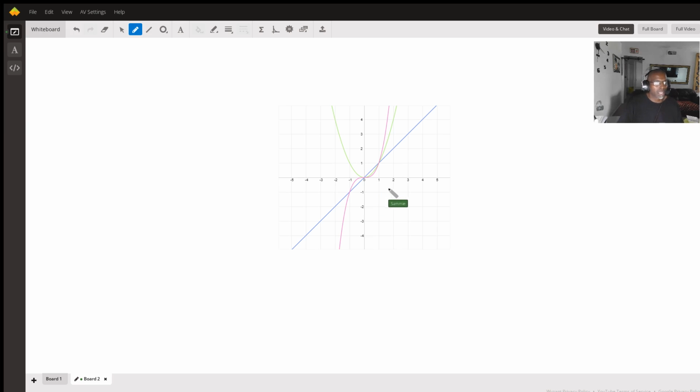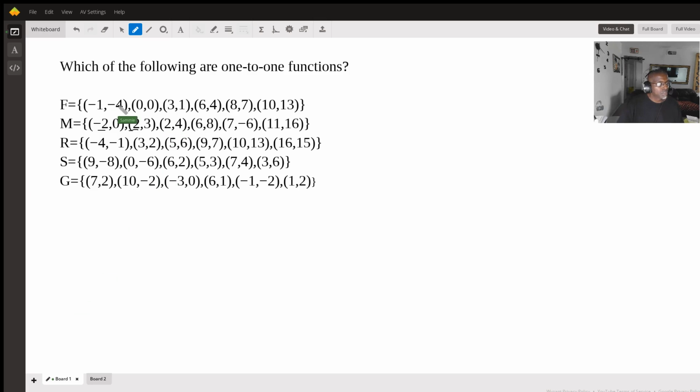So take a look at all your functions here and exclude the ones that fail. Plot them out, or you can just look and see if you have duplicate values. So we have duplicates here, so that one's not going to be a function as well.